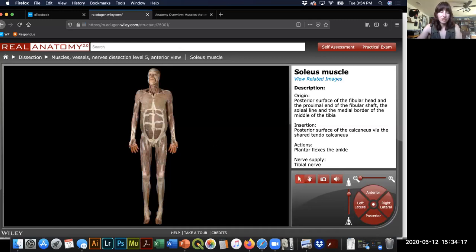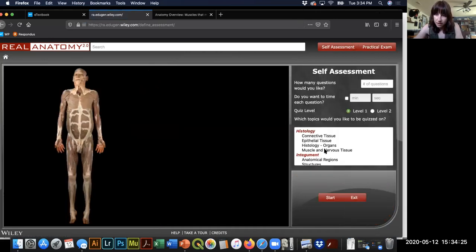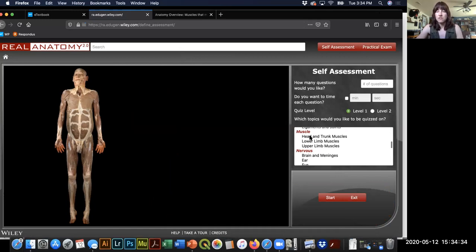Don't forget that you can use this guy to quiz yourself. And if I'm not mistaken, you can even specify, yep, your limb muscles. So you can specify the lower limb, upper limb versus the head and trunk muscles. But quiz yourself on all of them now, because we've looked at all of these muscles, all of these groups. So choose all of these to quiz yourself on your muscles.